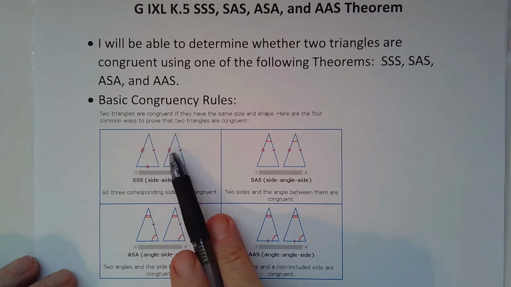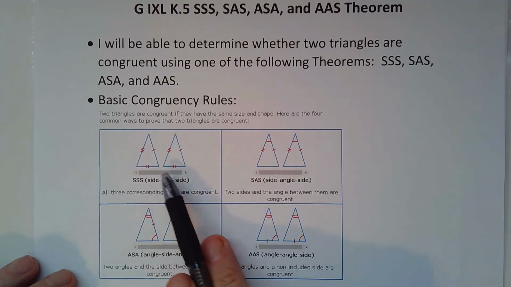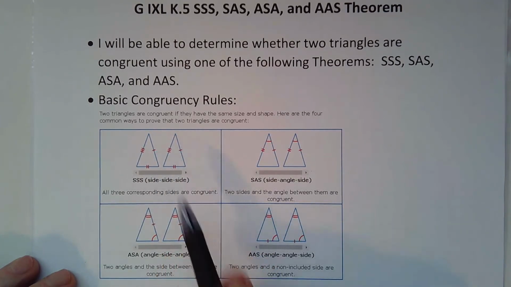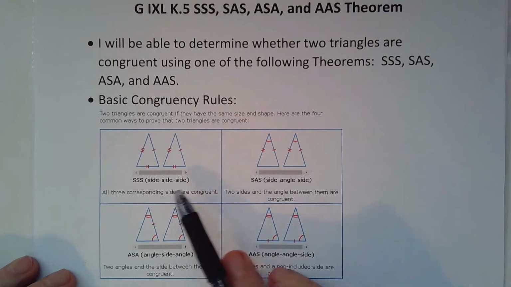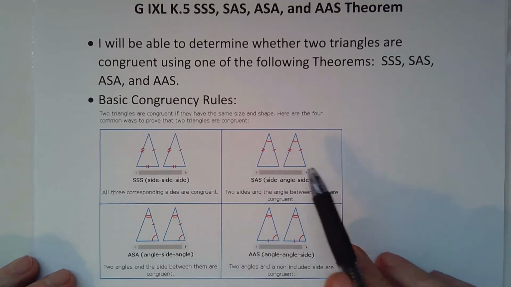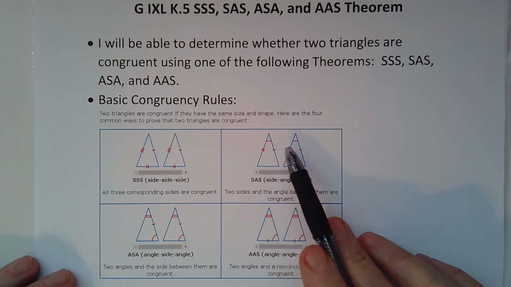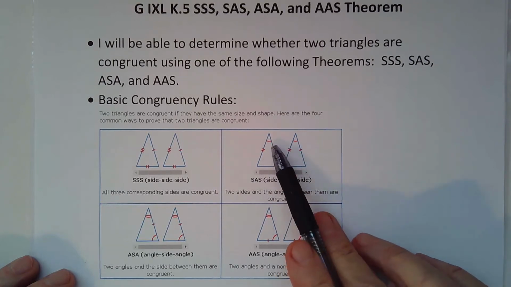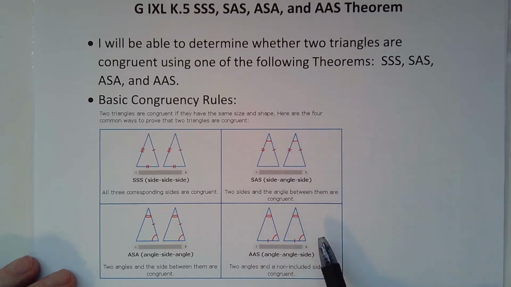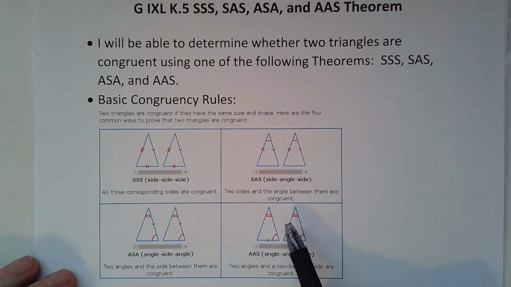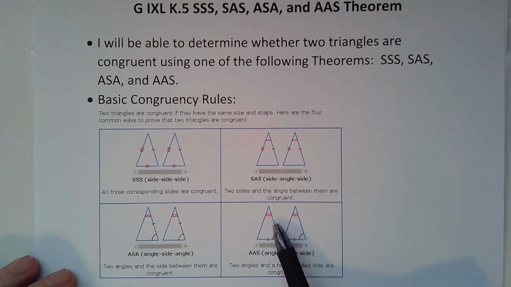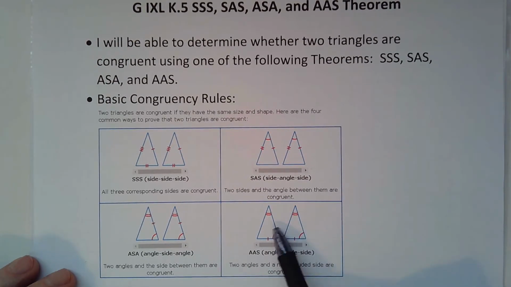So on the left side there are three tick marks, the base of this triangle there are two, and on the right hand side there's one tick mark. So that tells you you've got side, side, side congruency. And in this particular one it's side, angle, side, and then of course over here angle, side, angle, and over here angle, angle, side. So notice this side does not have a congruency tick mark. It's at the very end.